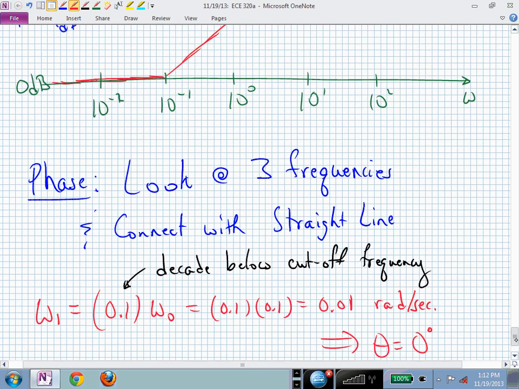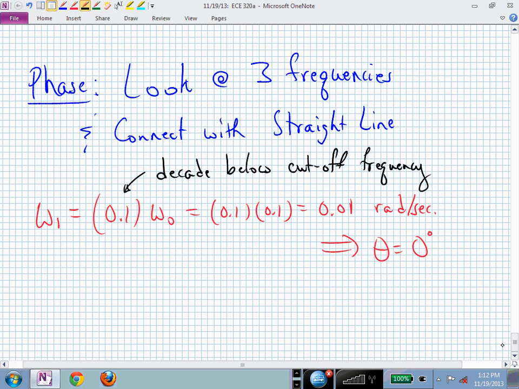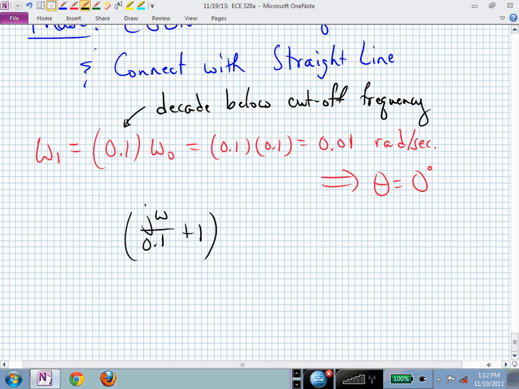Because if you look at this factor, which is j omega over 0.1 plus 1, now we have j 0.01 divided by 0.1 plus 1. We now have 1 plus j 0.1. That's not very much in the vertical direction, is it? So we're just assuming that's 0 degrees still.